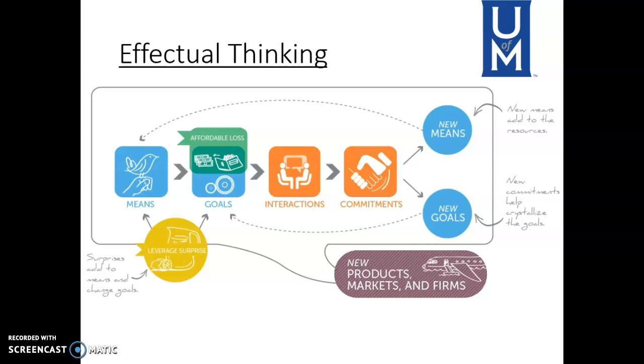The first is called the bird in hand principle, and it's represented by this bird sitting on a hand over here. This principle states that the effectual process begins not with goal setting, but with an entrepreneur taking stock of their given means. That is, who they are, their core values and dispositions as a person, what they know, their expertise and experience, and who they know, their personal and professional networks.